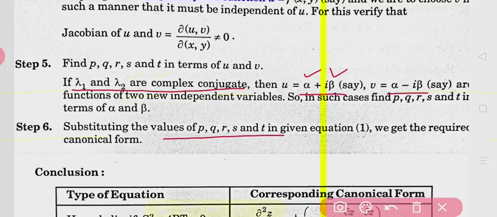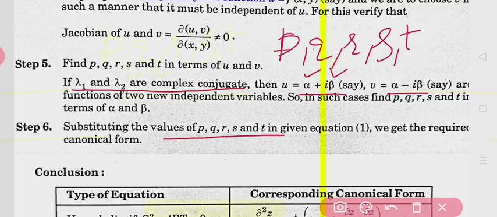Then how to do, what to do? You have to convert the function values, which earlier you converted from x and y to u and v, and now instead of u and v we have to convert into alpha and beta. What are the functions? That means not the function, the partial derivatives p, q, r, s, t. Okay, all these values you have to find out in terms of alpha and beta.